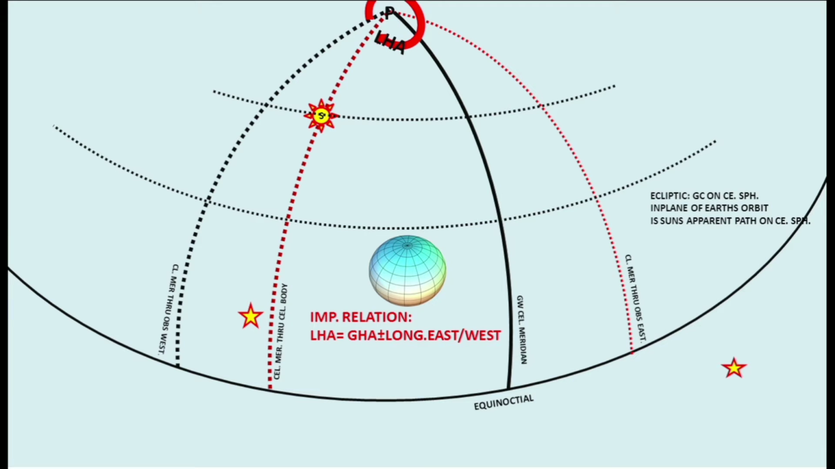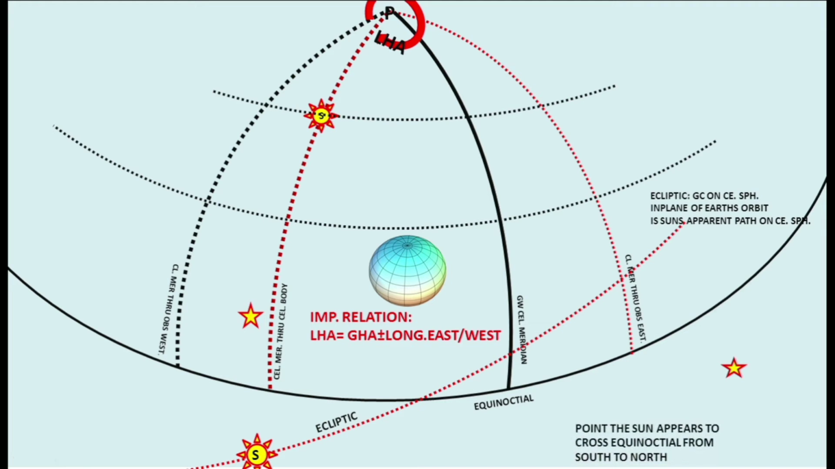Now, the ecliptic is a great circle on the celestial sphere. It is in the plane of the Earth's orbit around the Sun, or we can call it the apparent path of the Sun around the Earth. The point where the ecliptic crosses the equinoctial when the Sun is going from south to north is referred to as the first point of Aries.